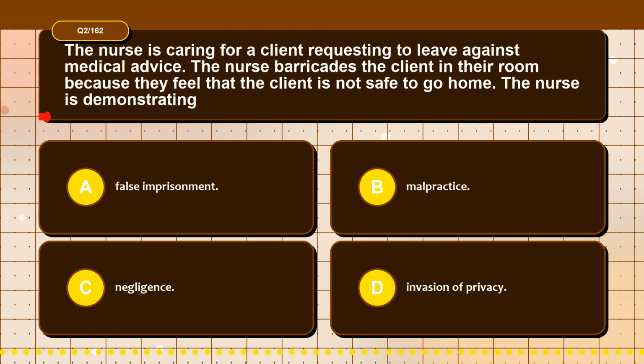Question 2. The nurse is caring for a client requesting to leave against medical advice. The nurse barricades the client in their room because they feel that the client is not safe to go home. The nurse is demonstrating. Here are the options. Option A. False imprisonment. Option B. Malpractice. Option C. Negligence. Option D. Invasion of privacy.